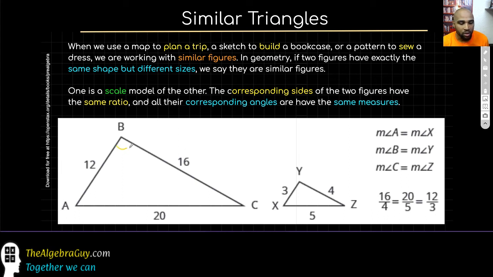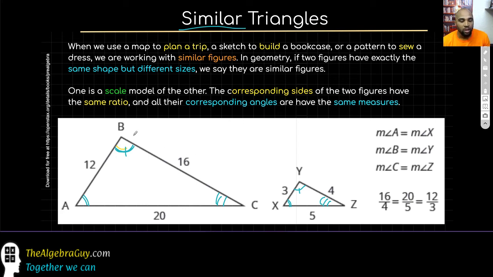These angles here, let me use a different color. This angle, let's put a little one line, is going to be equal to this angle. This angle is going to be equal to this angle, and this angle is going to be equal to this angle. They'll be exactly the same if they're similar. That's the key, right? If they're similar.